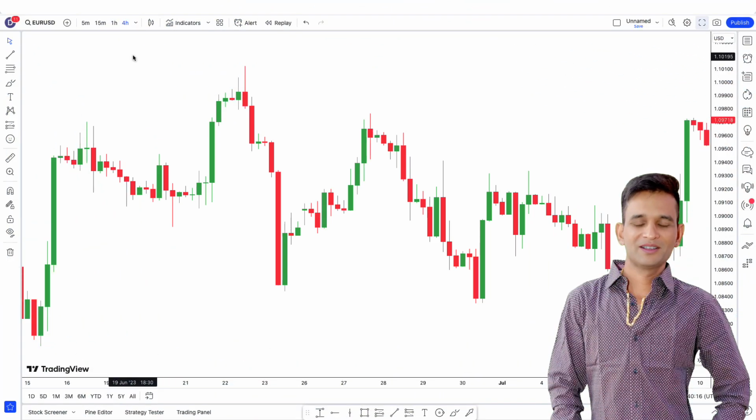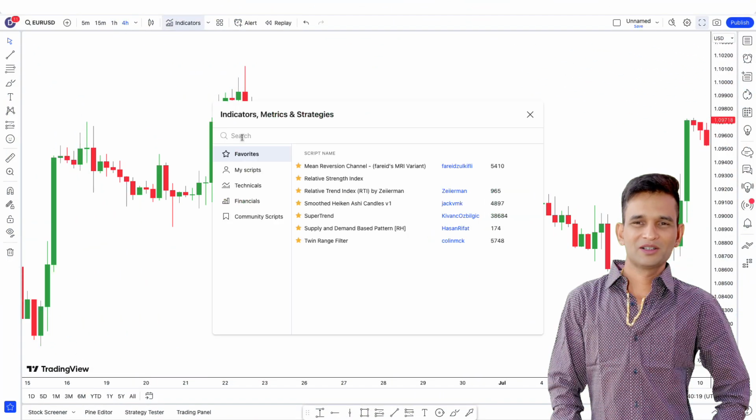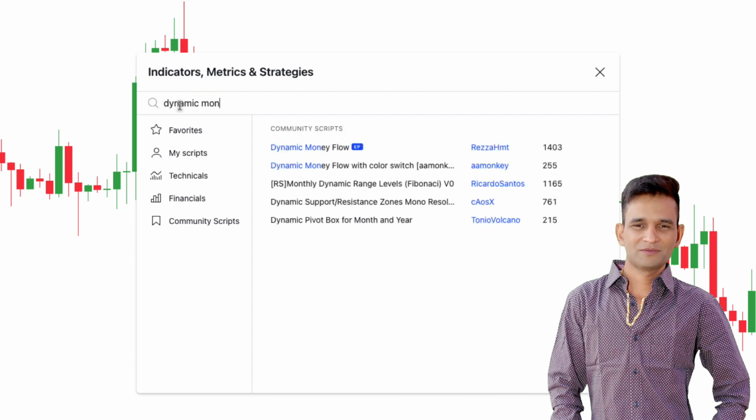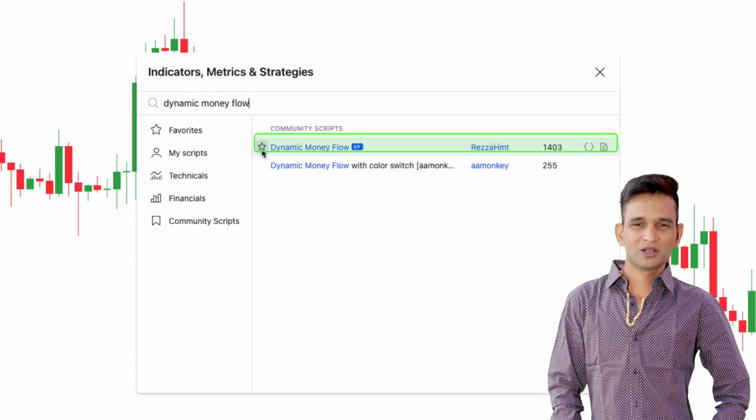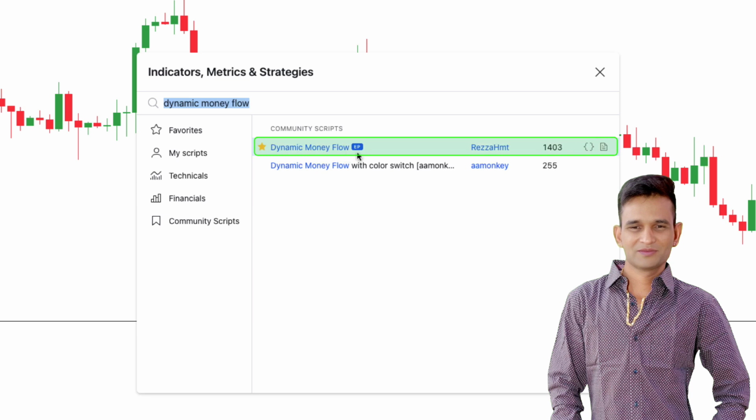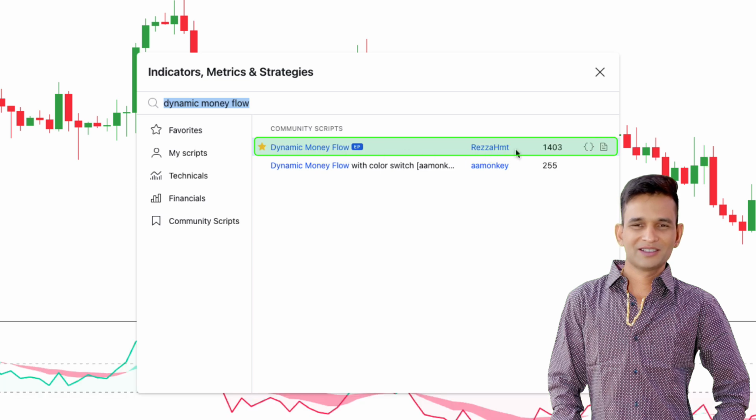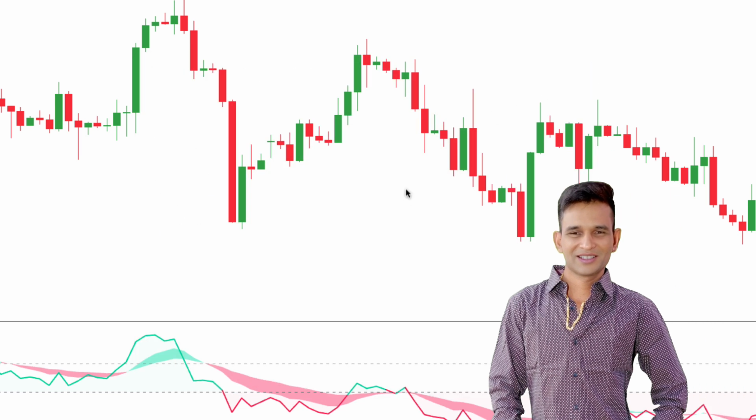To add this amazing indicator to our chart, here we click on the Indicators tab and we search Dynamic Money Flow. This one, which is an editor's pick indicator and written by someone named Reza HMT, if I'm pronouncing the name correctly. Alright, this is the indicator.